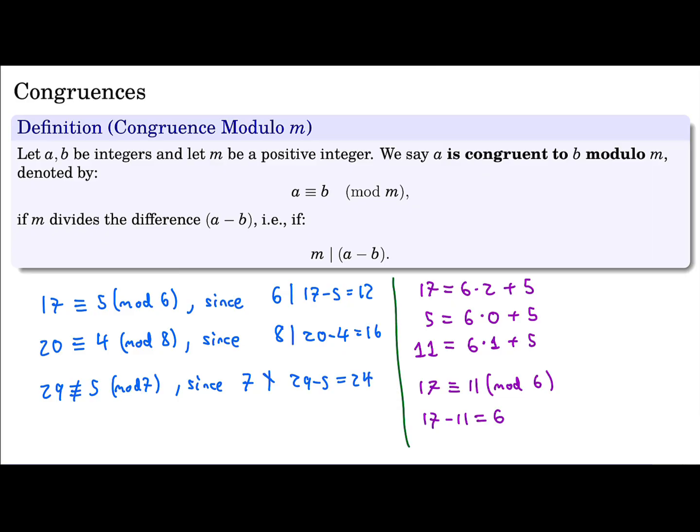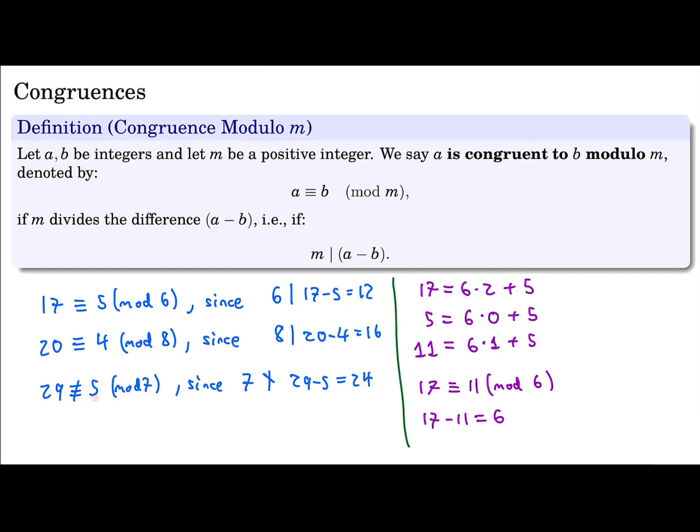Now, this is the same here. If you divide 20 by 8, it's going to be 16 plus 4. So you'll see that the remainder of 20 by 8 will be 4. And the remainder of 29 by 7 will be 1, which is different than 5, right?